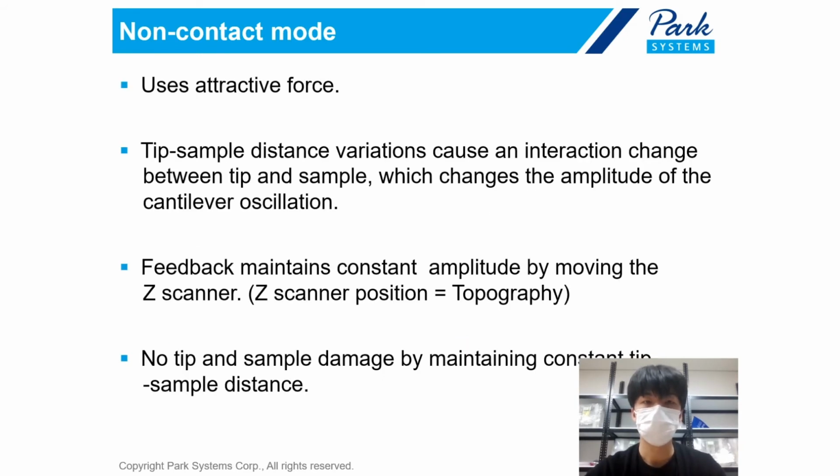So non-contact mode uses the attractive force, but it is quite small to detect, and it cannot bend the cantilever directly. That is the reason we use resonance frequency and choose amplitude for our feedback. And feedback just maintains the constant amplitude by moving the scanner up or down. And there is no tip or sample damage because there is no physical contact between the two of them.